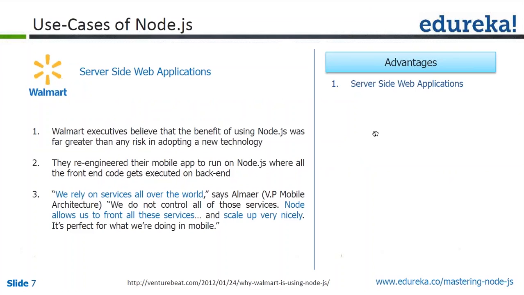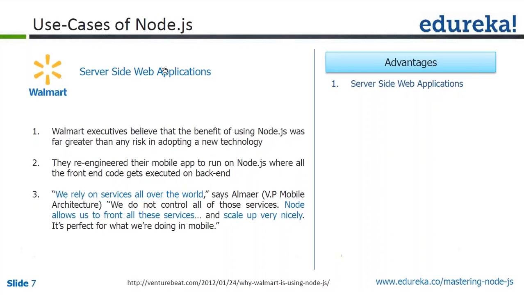So we'll look at a couple of use cases of Node.js. Walmart actually came to the conclusion that using a new technology like Node.js was far more beneficial than any inherent risk. Now, typically when a new technology comes out, you have frameworks which don't support them. But Node.js is actually quite old in the sense that it's already been around for several years, and Walmart decided to go down that path.